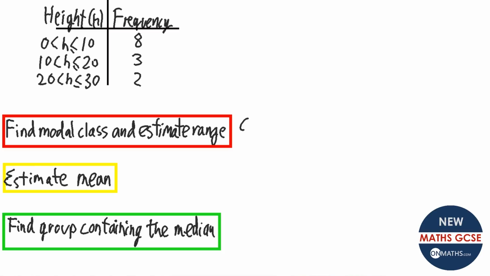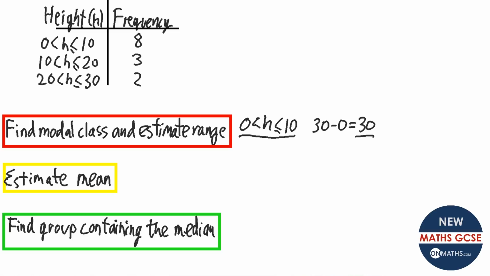Now be careful, you have to copy down exactly what it shows in the question. So I can't just write 0 to 10. I've got to just copy it down exactly. It says estimate range. Well, we don't know what the biggest and smallest were, but we know the biggest possible one was 30, and we know the smallest possible one was 0. So 30 take away 0 is 30.